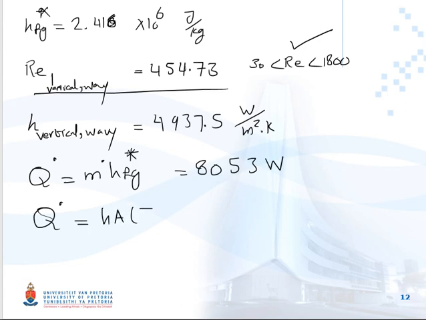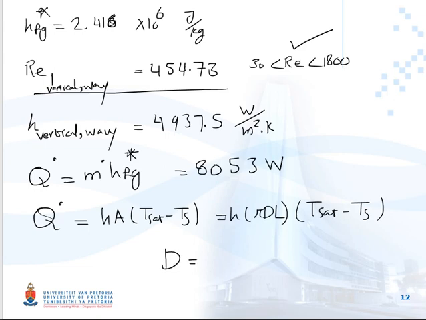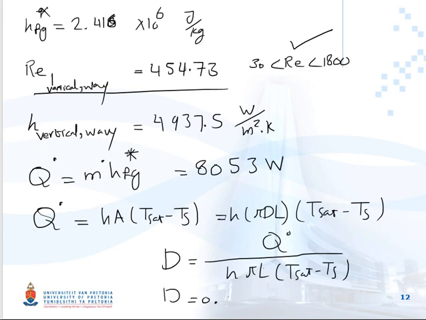Heat transfer also can be expressed as Q dot is equal to hA (T sat minus T surface), which will be h pi D L (T sat minus Ts). So then finally D, because it's asking us for D, is equal to Q dot divided by h pi L (T sat minus Ts). Then D will be equal to 0.0173 meter.